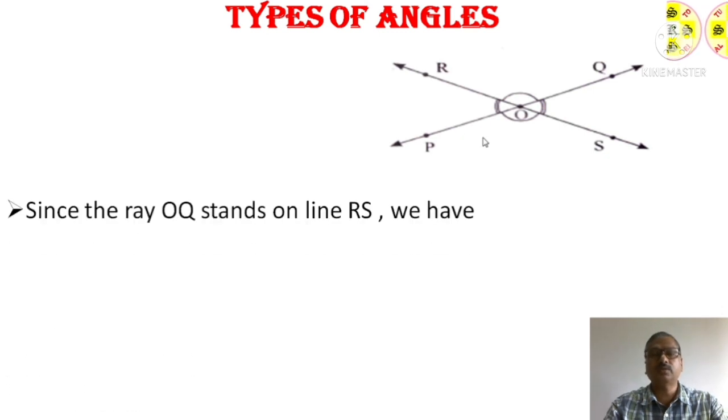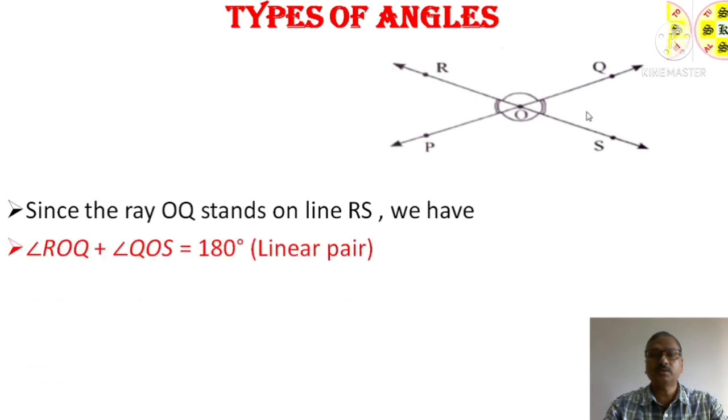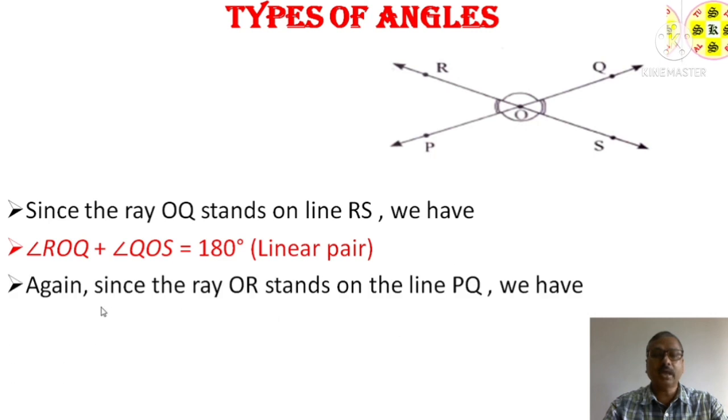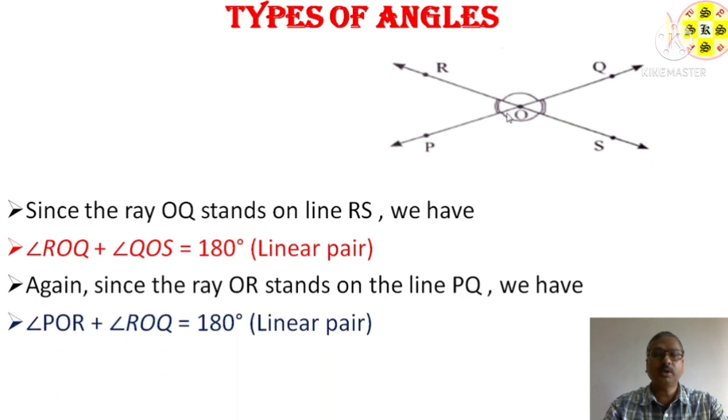Now here we are going to prove that vertically opposite angles are equal. Since the ray OQ extends on the line RS, the sum of these two angles should be 180 degree. Linear pair, the concept of linear pair. So angle ROQ plus angle QOS equals 180 degree. Again, since the ray OR extends on PQ, we have angle POR plus angle ROQ equals 180 degree, same concept, linear pair.